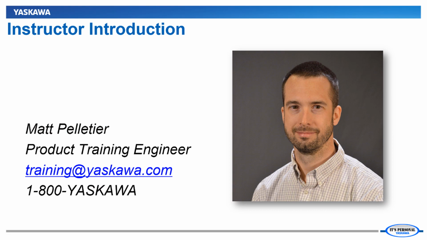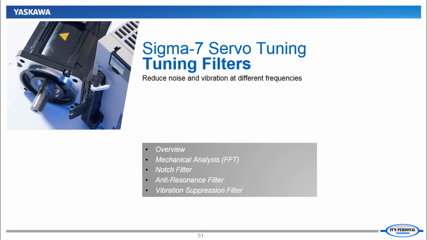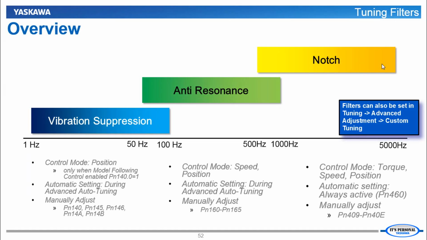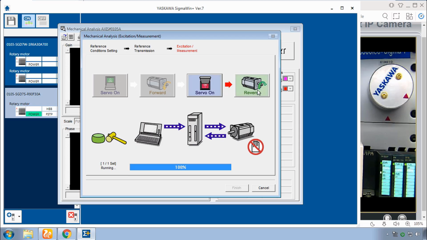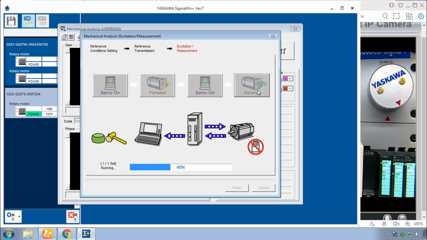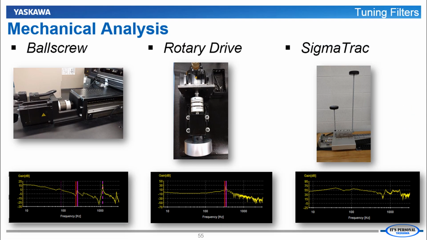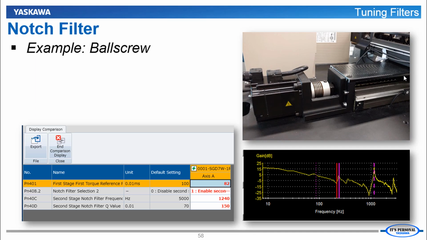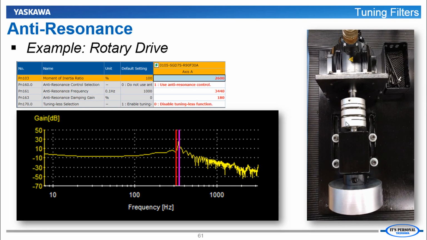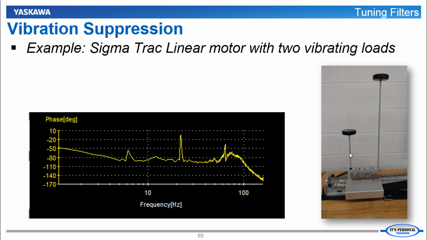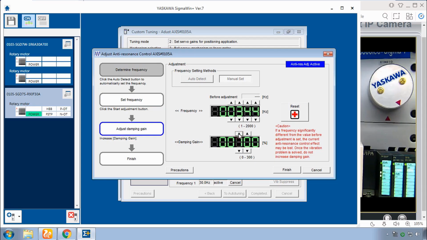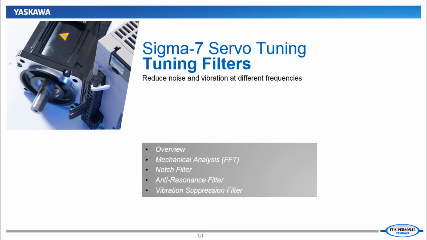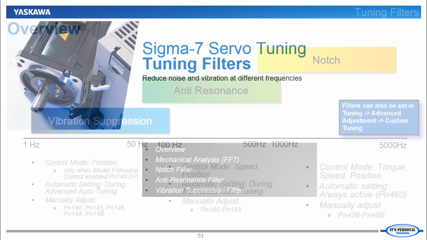Hi, I'm Matt Pelletier. Here's a quick preview of what we'll do in this video. After an overview of the tuning filters, we'll use the mechanical analysis function on the z-axis of the demo to determine what resonant frequencies might exist. Then we'll look at 3 different example mechanisms to set the notch filter, the anti-resonance filter, and vibration suppression filter, using the custom tuning window and editing some of the parameters directly. So get connected to your remote demo and follow along with me, and let's start filtering.